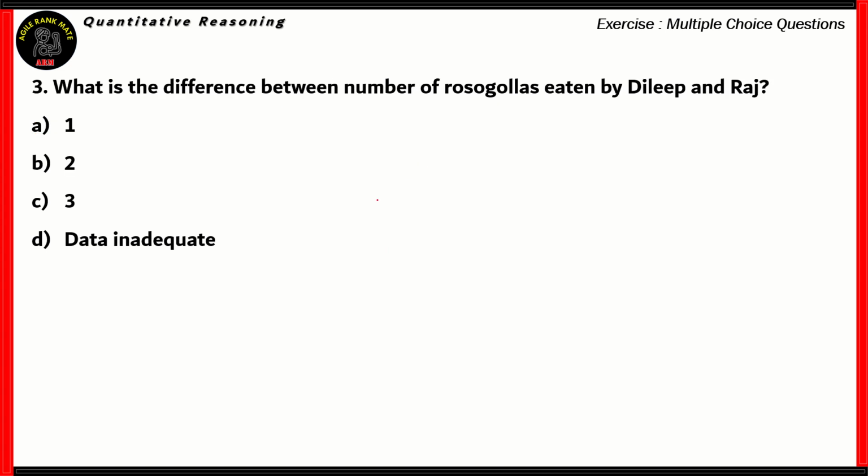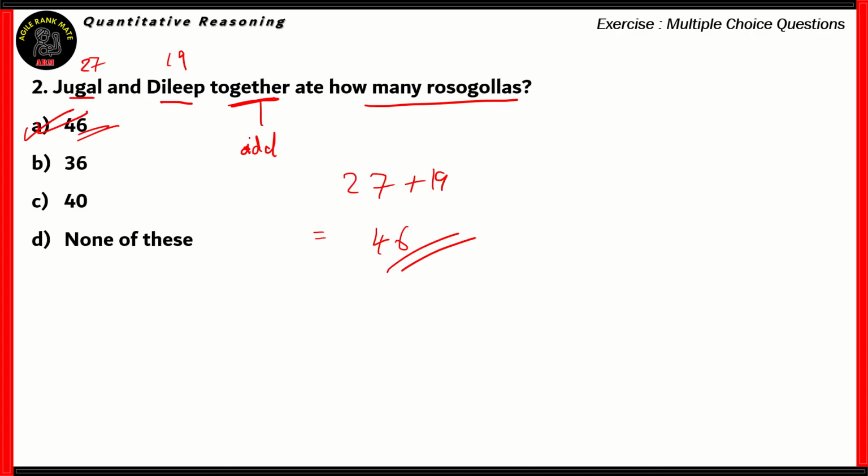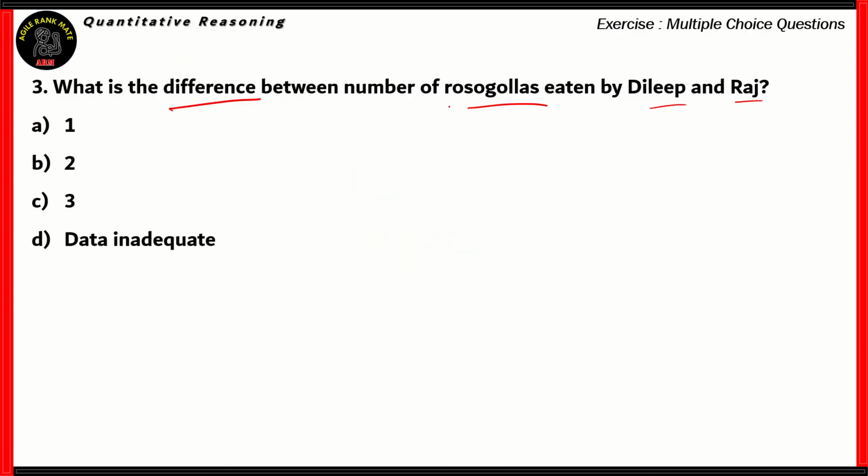What about question number 3? The difference between the number of rasgullas eaten by Dilip and Raj. So as you can see, Dilip ate 19, Raj ate 18. So it's simple, really. Since here we're looking at differences, we need to subtract. That means 19 minus 18, which is actually equal to 1. So therefore, option A, 1, is the right answer.